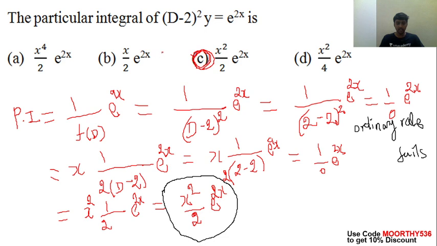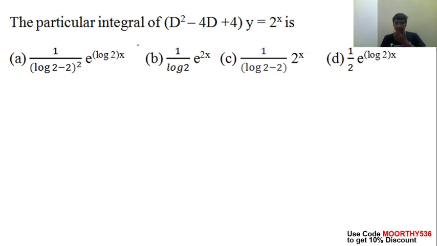The next question to you. Yes, this is the next question. Particular integral of d square minus 4d plus 4 into y is equal to 2 power x. What are we discussing here? We are discussing the e power ax format. So we have to convert this 2 power x in terms of e power ax. How the equation is modified in the e power ax format.